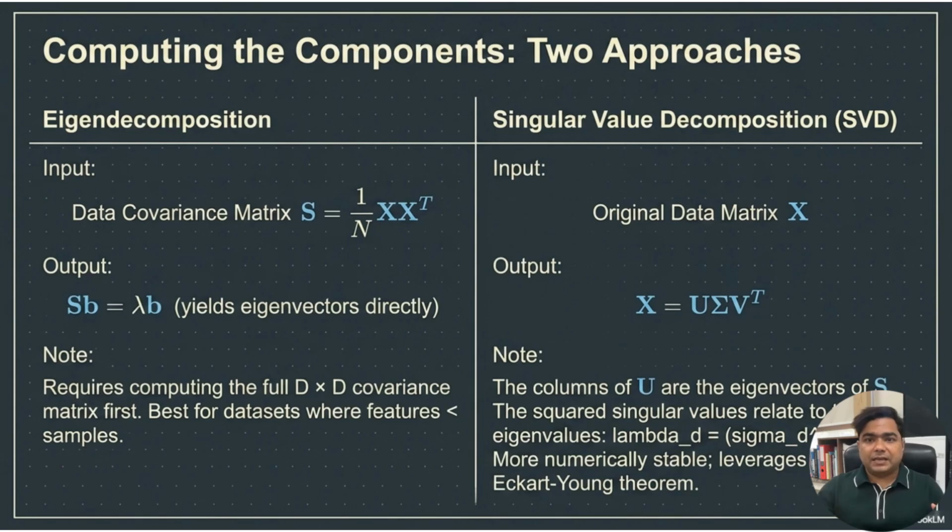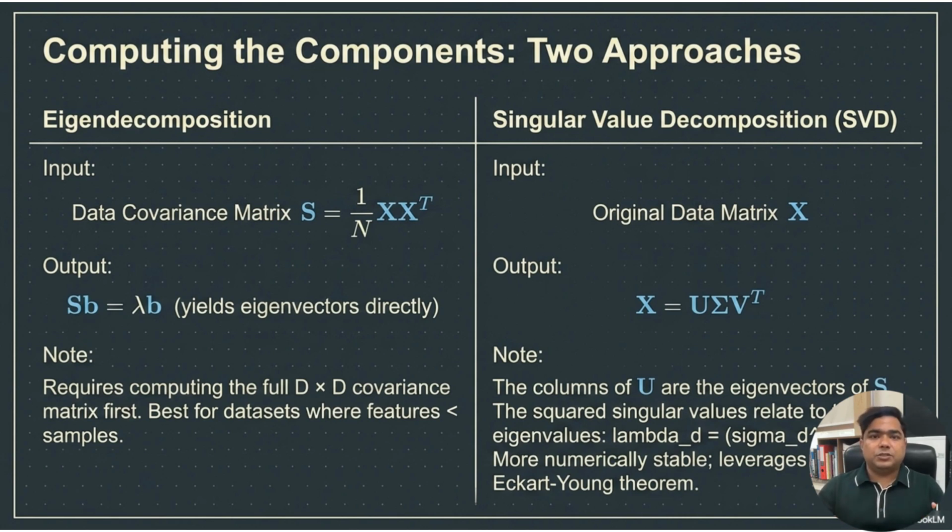This slide explains two practical ways to compute PCA. The first approach is eigendecomposition. In this method, we first compute the covariance matrix of the data. The formula can be read like this: S equals 1 over n multiplied by x transpose x. Then we solve the eigenvalue equation. S multiplied by b equals lambda multiplied by b. This gives us the eigenvectors directly. These eigenvectors become the principal components. However, this method requires computing the full d by d covariance matrix. If the number of features is very large, this can be expensive.